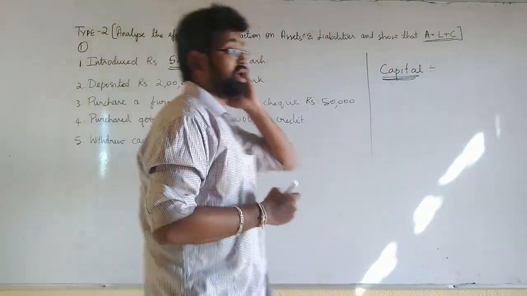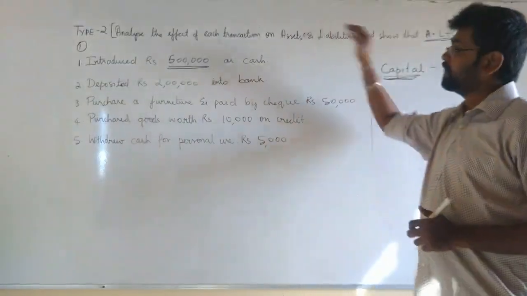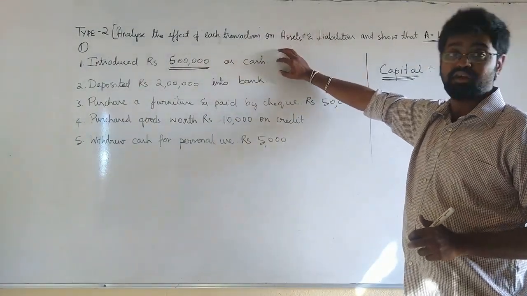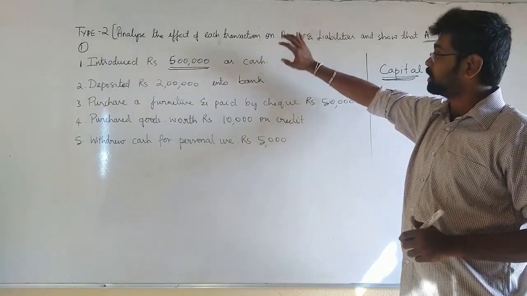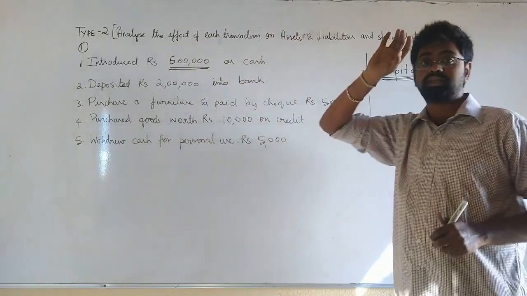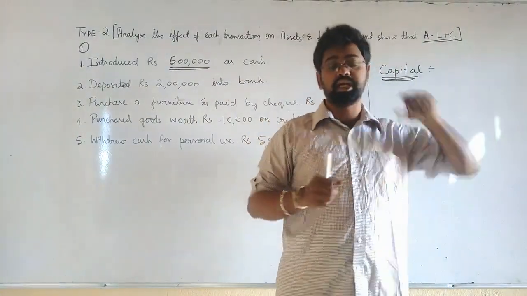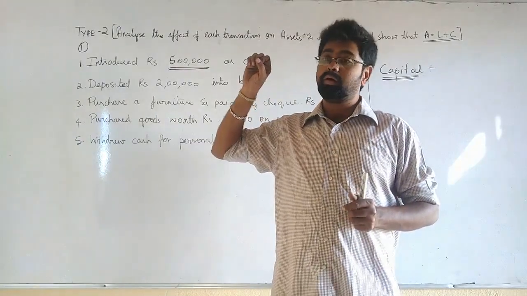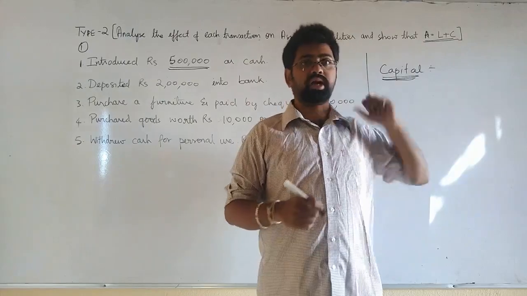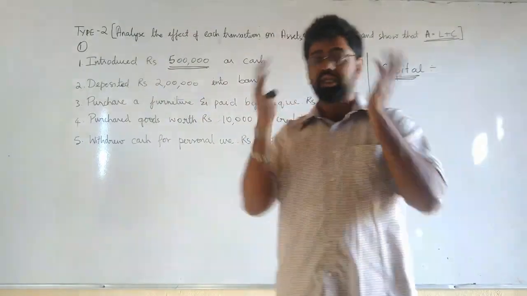In the second chapter there is the accounting concept of business entity. Under concepts and conventions there are about 13 concepts. The first concept is the business entity concept, where we say that the owner of a business is to be treated as a separate person, and the business is to be treated as a separate person. Just remember this concept.